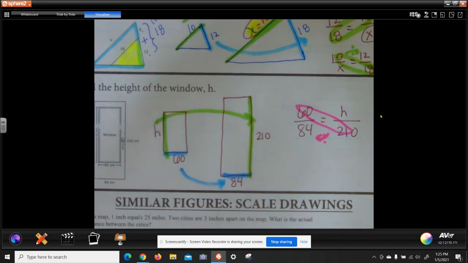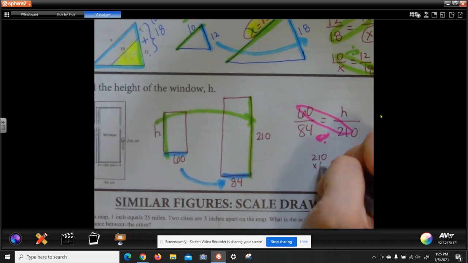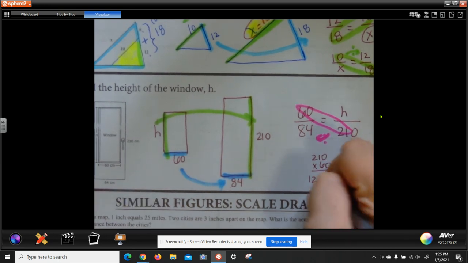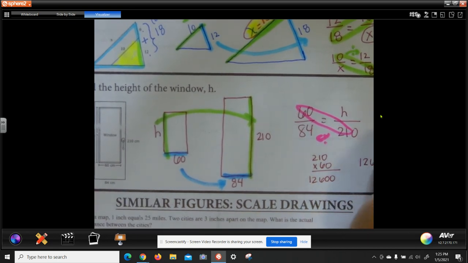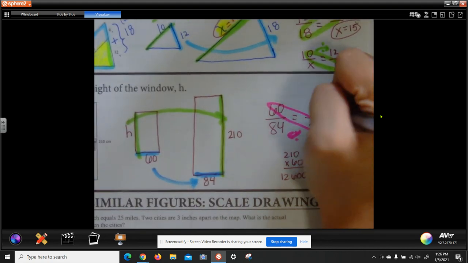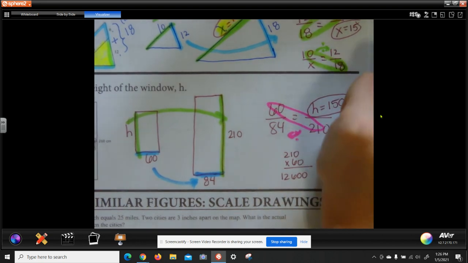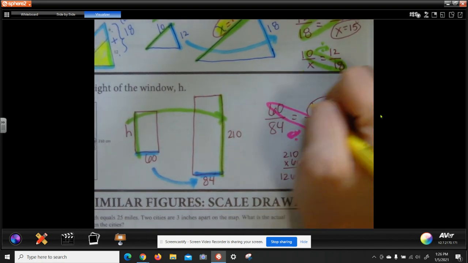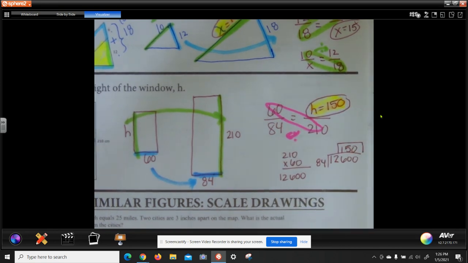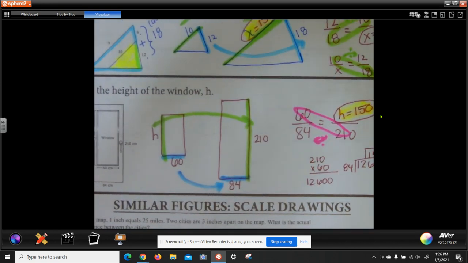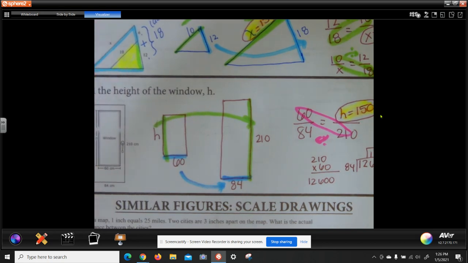So 210 times 60 gives you 12,600. 12,600 divided by 84 is 150. So the missing height, H, is 150. Okay. So again, it's the same, matching the corresponding sides in the similar figures, just that they're overlapped, one on top of the other.